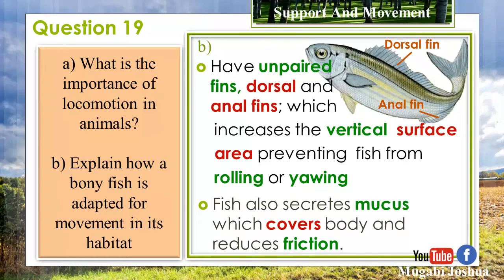And then lastly, the fish also secretes mucus, which covers the body and reduces friction. That is the adaptation of the bony fish for movement in its environment.